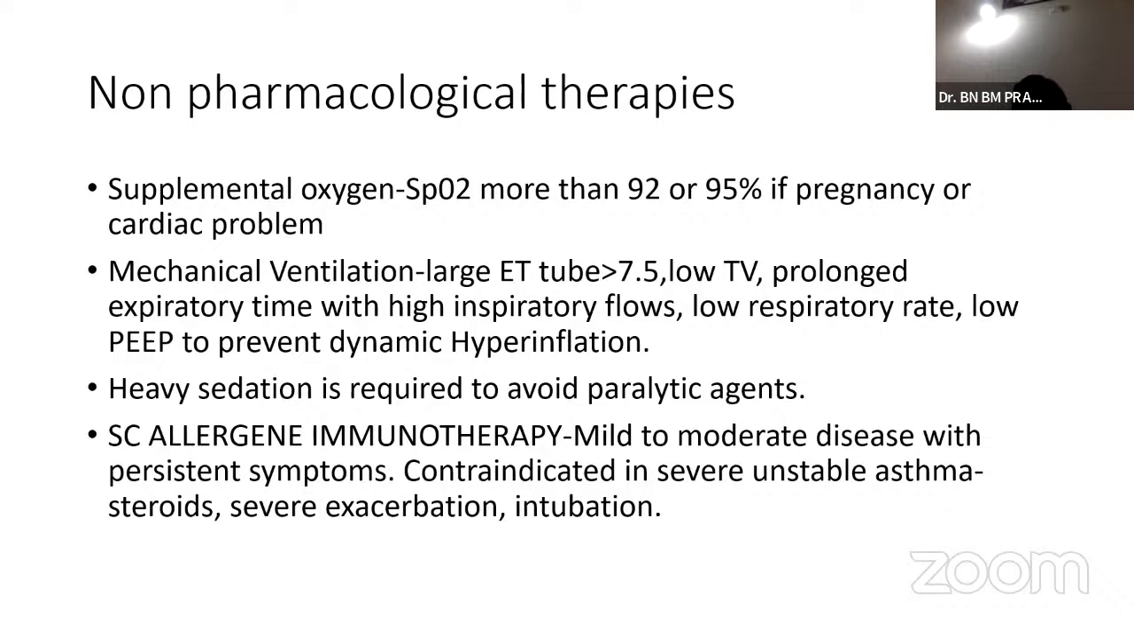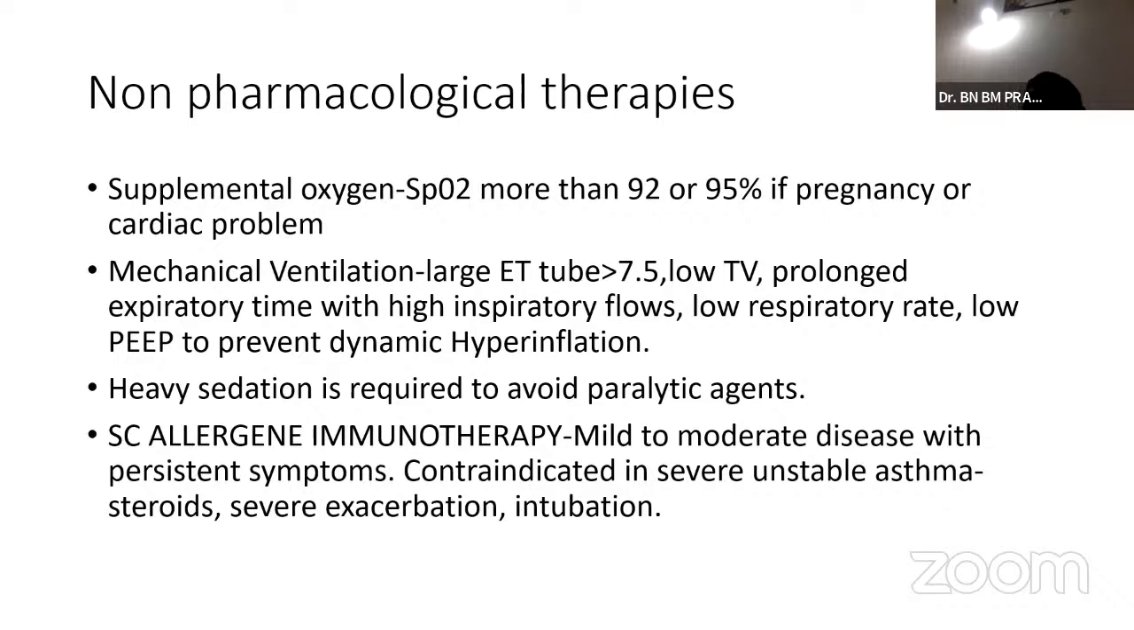Mechanical ventilation is only indicated when the patient has got bradypnea, there's hyperventilation, the patient is going into unconsciousness, there's serious cyanosis, the CO2 is going up. So in such cases, you have to try mechanical ventilation as a last resort. And you have to mechanically ventilate with a big endotracheal tube. The endotracheal tube size should be more than 7.5.